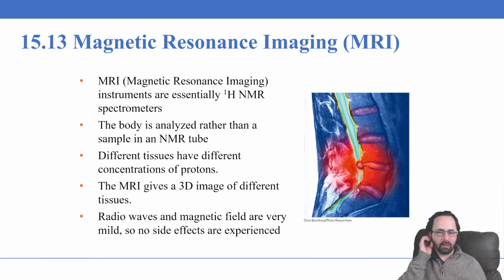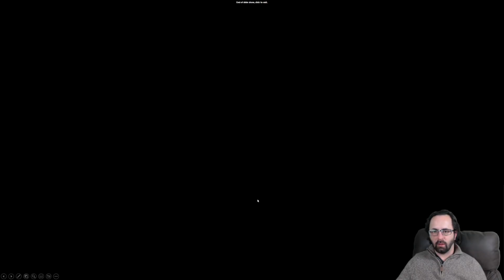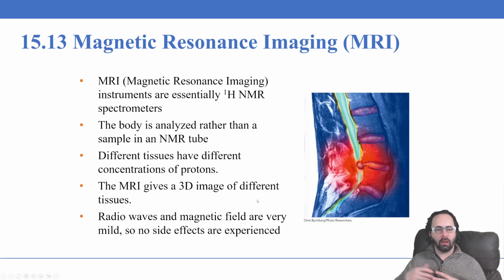Different tissues are going to have different concentrations of protons. Depending on those concentrations of protons, we can see the environment of that part of the body. And so the MRI ends up giving a 3D image of different tissues. The radio waves and magnetic field are quite small, so you don't really experience anything. It's not like being exposed to damaging radiation. Radio frequency waves are very low in energy, so they're not dangerous. And so that's the application outside of chemistry.